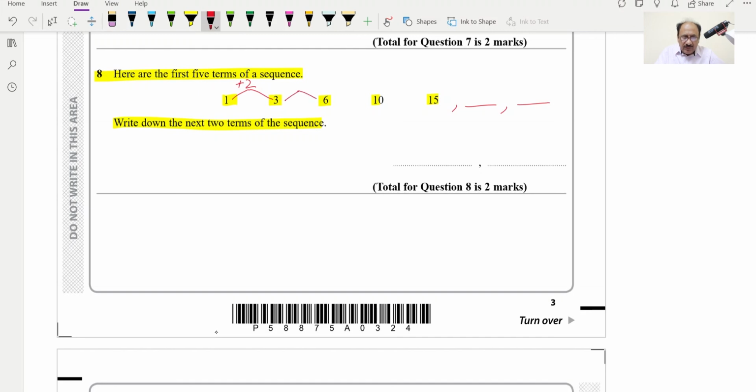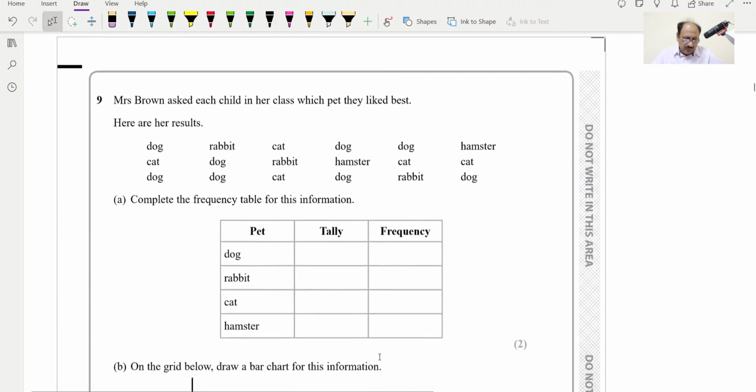So 3 plus 3 will be 6, and 6 plus 4 will be 10. Similarly 10 plus 5 will be 15, and now we have to add 6 to get the next number, which is 21, and then we have to add 7. We are adding 2, 3, 4, 5, 6, 7. So 21 plus 7 will be 28. So the next numbers which are required are 21 and 28. These are the numbers of the sequence.